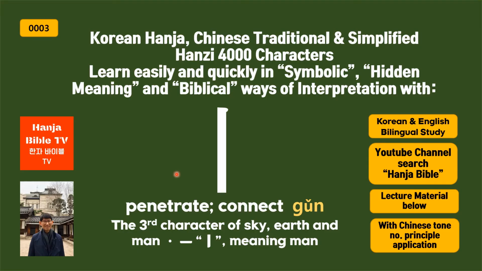Hello everyone, this is Sandian for Hanja Bible. Today we are going to look at penetrate, connect, guan. This is the third character of Chanjiin, sky, earth, and man. The third character means man.